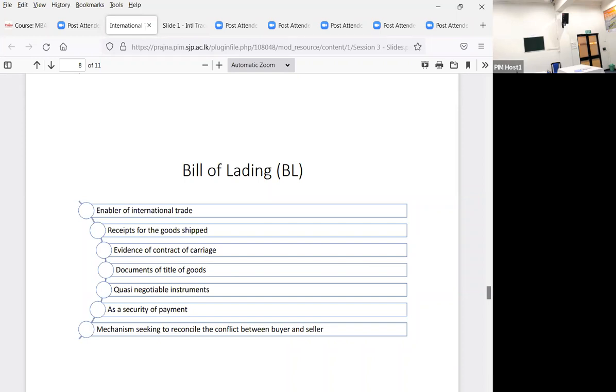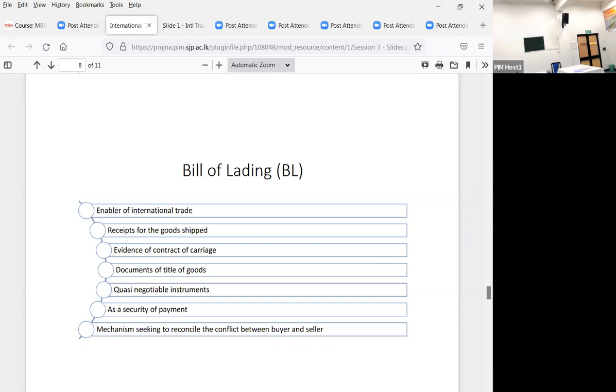Then the third one is the order BL. So order BL means it is negotiable, and as an importer I can ask the shipping line to negotiate and give it to another importer. So that can be done. The other one is, pardon me? A bearer, sorry, that's a bearer BL. So whoever has the BL, the shipping line has to give the delivery to him. Order is the second one.